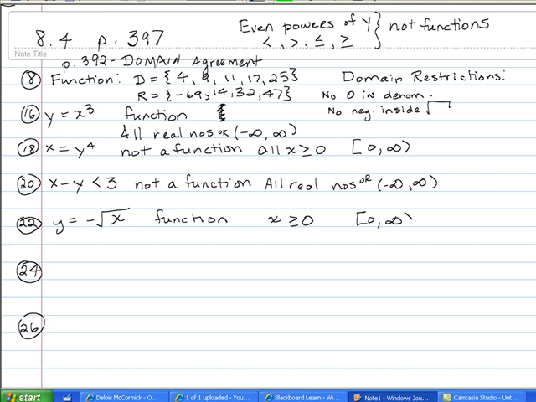24, negative 3 over x, would be a function. And this would be the set of all x such that x is not equal to 0. So we'd go from minus infinity to 0, and then from 0 to positive infinity, if we're doing it with interval notation.